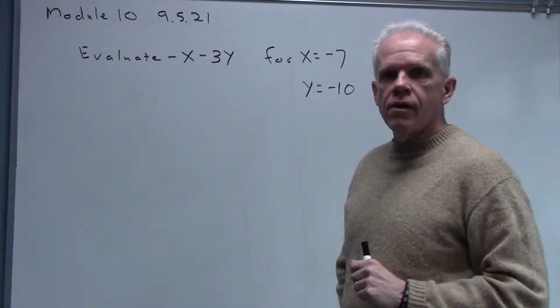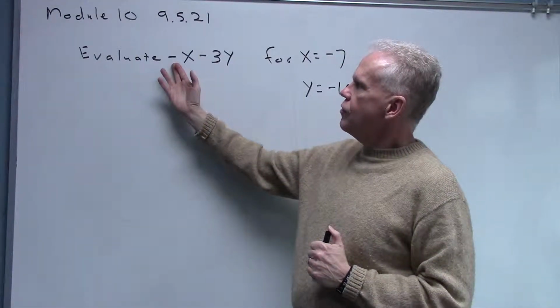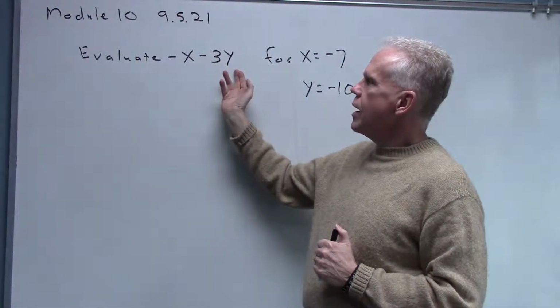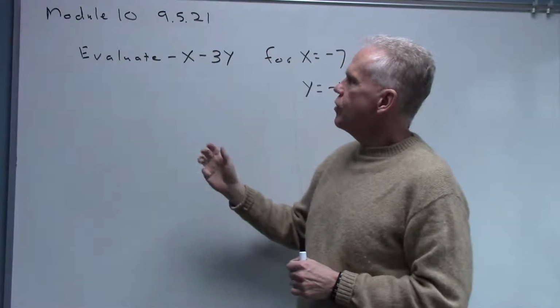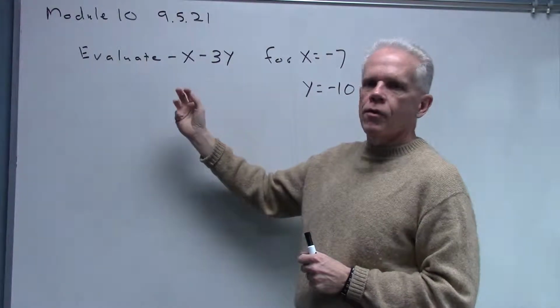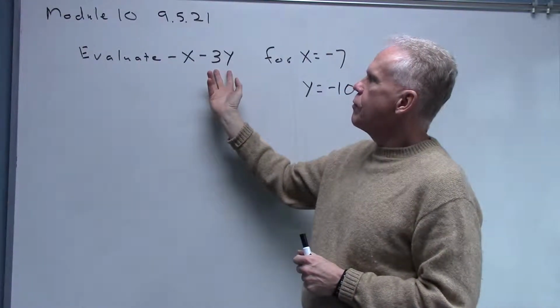First, let's take a look at our algebraic expression. What we have as an expression is negative x minus 3y. Okay, so let's talk about that expression for just a quick second here. First of all, it's got two terms. The first term is negative x. The second term is negative 3y.